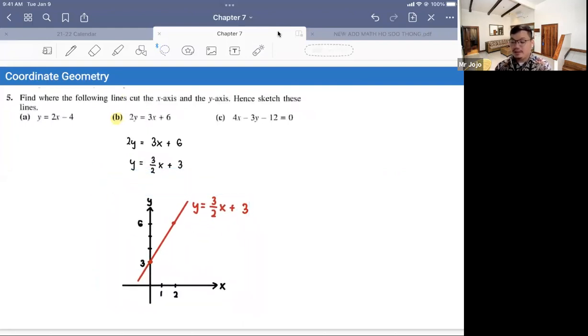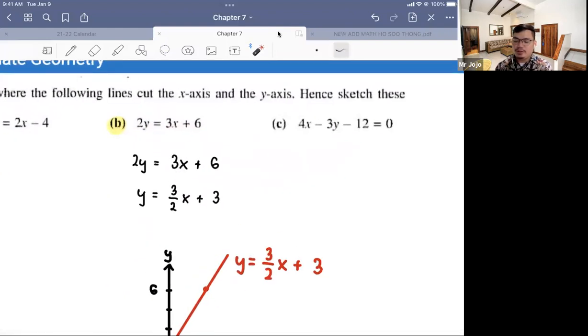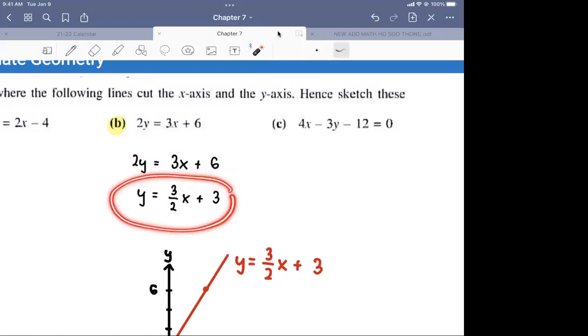For letter B, the question is 2y equals 3x plus 6. Everyone knows that you need to change this first into the format y is equal to mx plus c. So what you need to do is get rid of this 2 by dividing both sides by 2. By doing so, 2 gets cancelled, and 3 becomes 3 over 2, and then 6 over 2 is 3. So therefore, this is the equation.